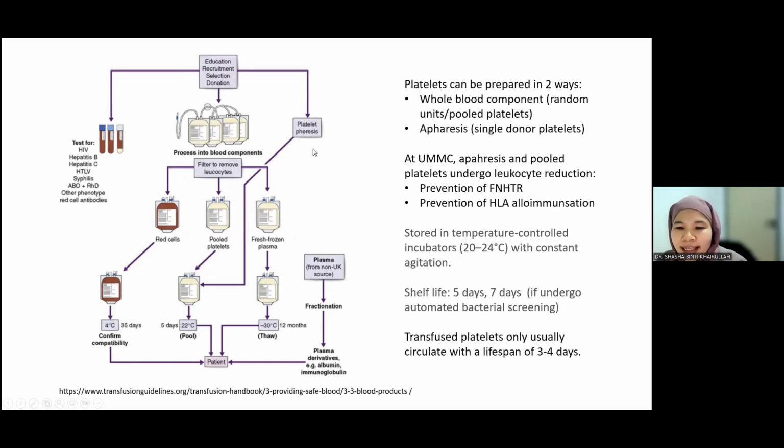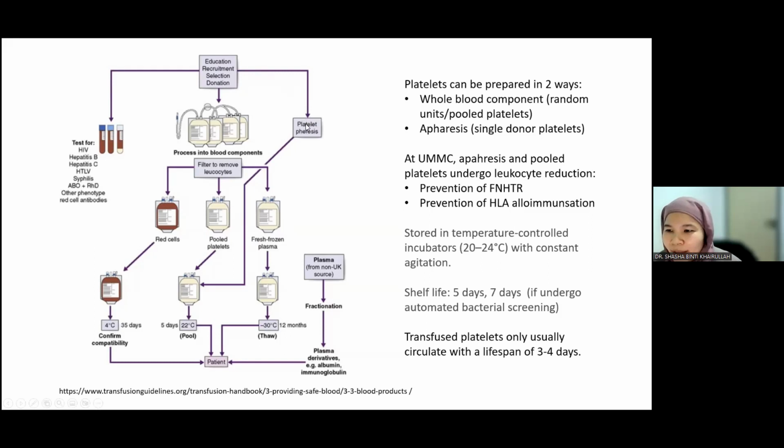There's also another method of using a platelet pheresis and apheresis machine, whereby a donor comes in and whole blood is collected, but only the platelets are retained and the remaining elements are returned. So apheresis has the advantage of limiting the recipient exposure to a single donor. We also call this a single donor platelet.